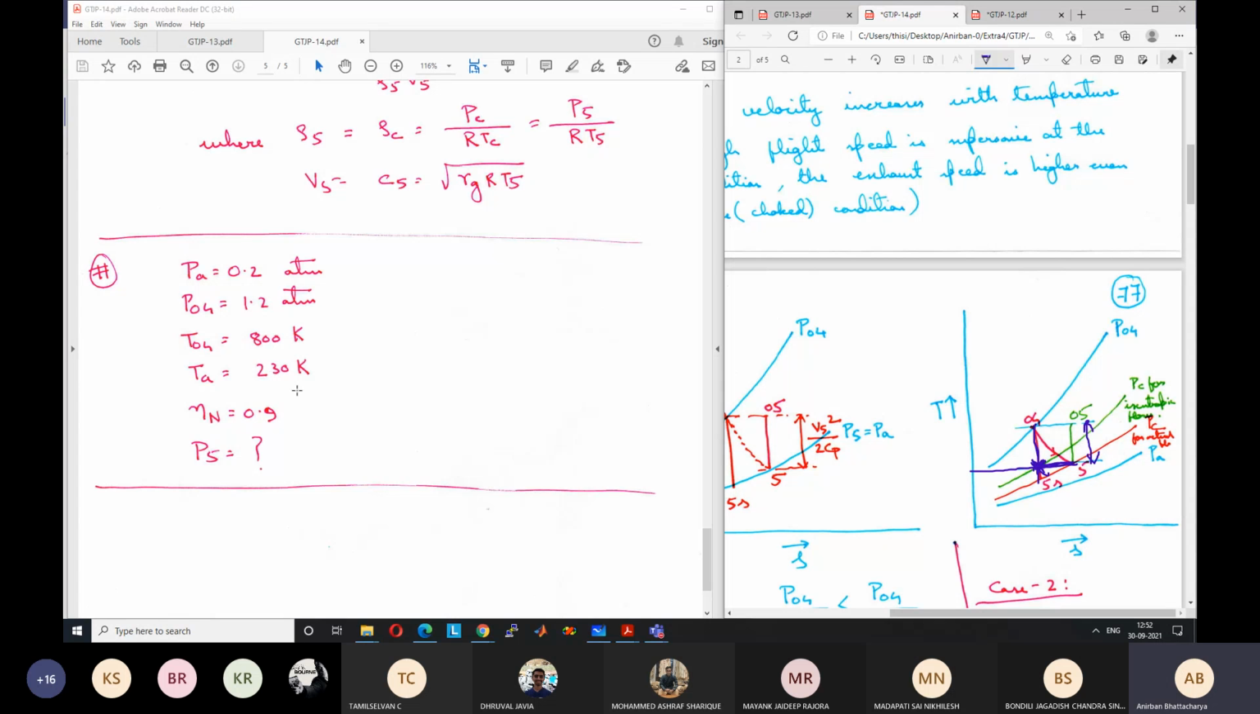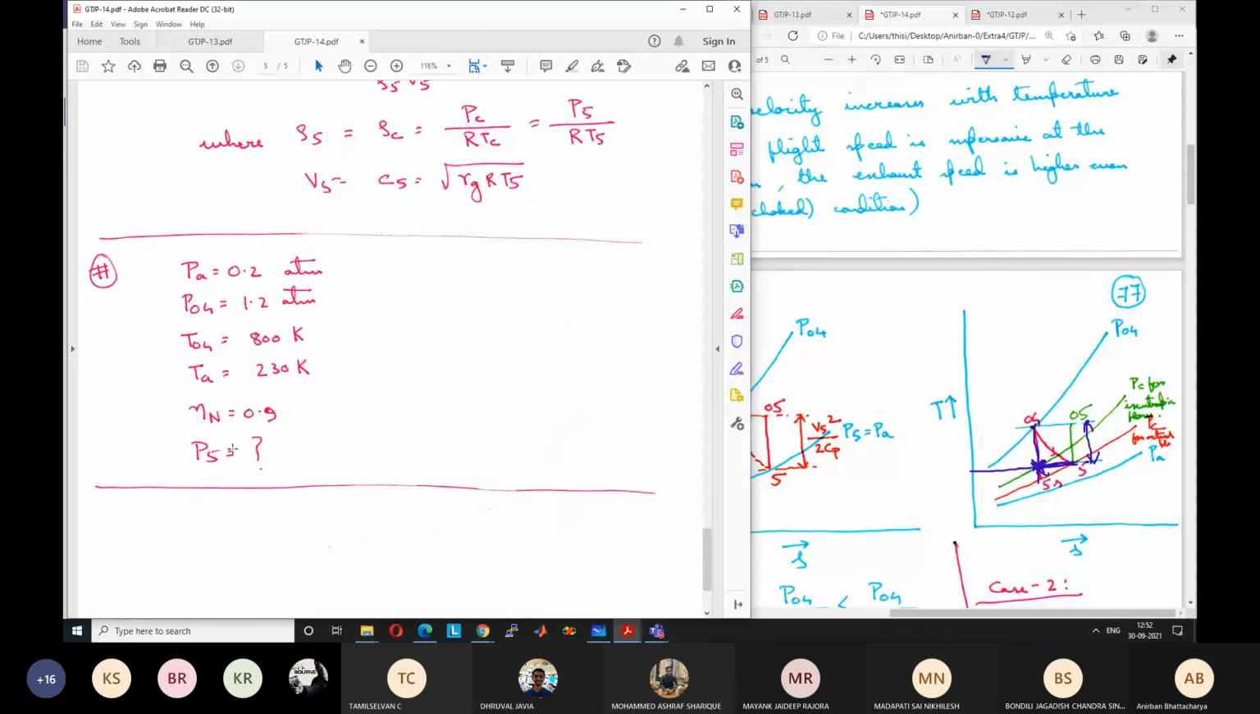Anyway, try to just solve this to get a good understanding of the problem. It's a very simple problem, which I have artificially designed, only for the nozzle, but this will give you some idea about your understanding of the nozzle. So we'll stop here and continue this discussion in the next class.